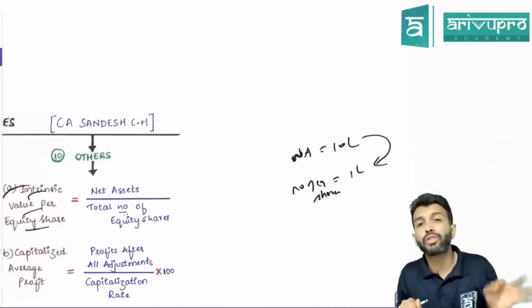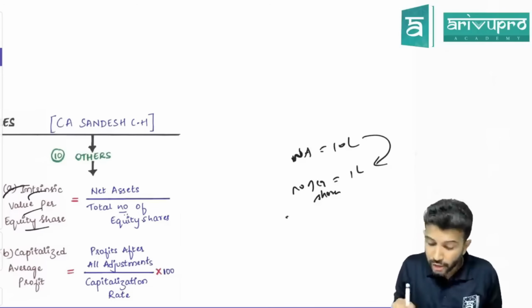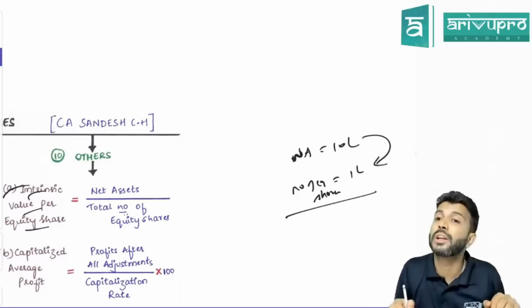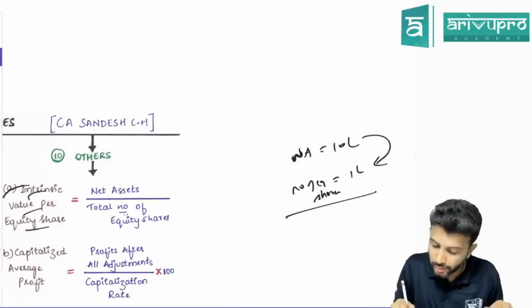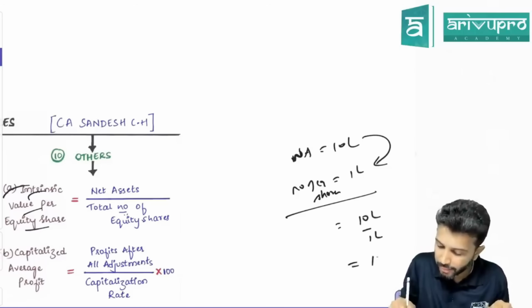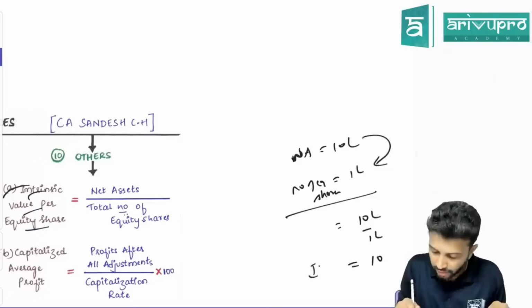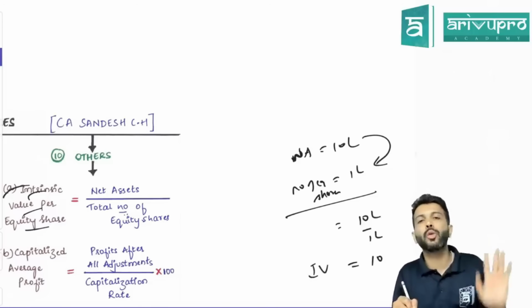This 10 lakh belongs to 1 lakh shares. If you own one share, how much will you get? How will you calculate that? 10 lakh divided by 1 lakh, which is 10. That is called the intrinsic value per share.